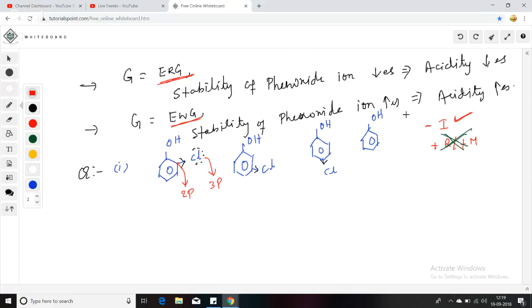So obviously the phenoxide that forms over here is most stable because it is closer. The first in order is this, second one is obviously this, third one is this, and fourth one is this, because there is no effect present over here. Okay, so the order of acidity will be this, maximum, and then minimum.